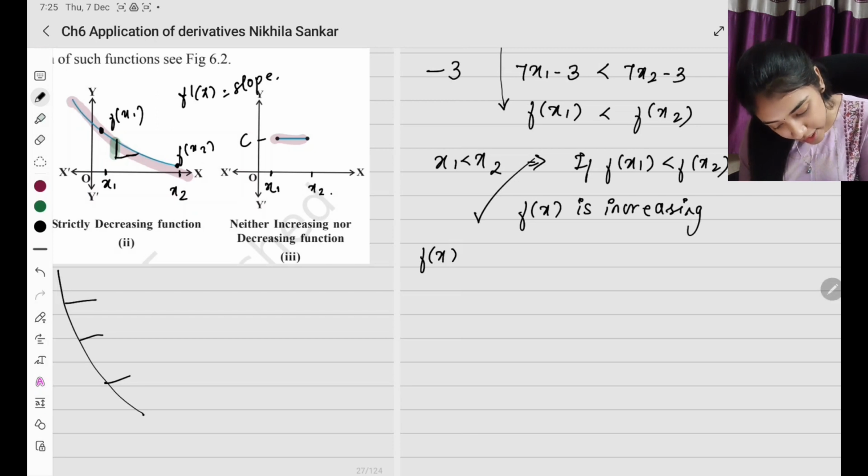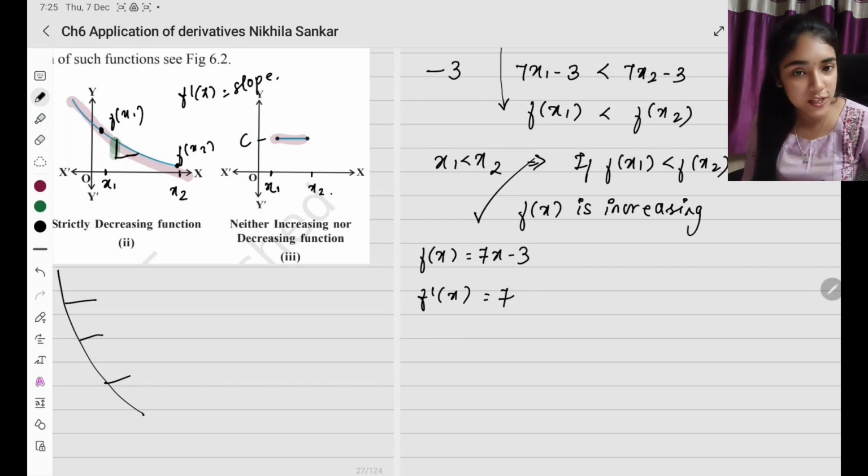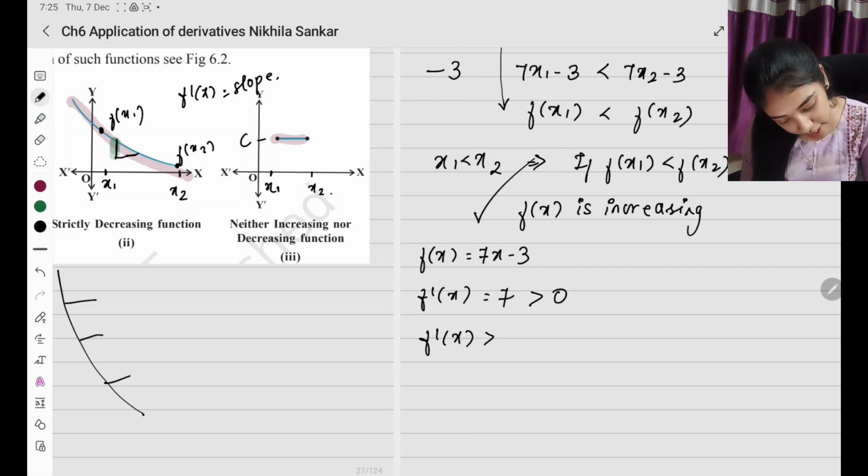Now I have f of x equals 7x minus 3 இல்லையா? What is my f dash of x? It is going to be 7. When I differentiate this with respect to x, I have f dash of x is 7, which is greater than 0. So from the definition, if f dash of x is greater than 0, then f of x is increasing. நம்ம இந்த மெத்தட் தான் நிறைய யூஸ் பண்ண போறோம்.